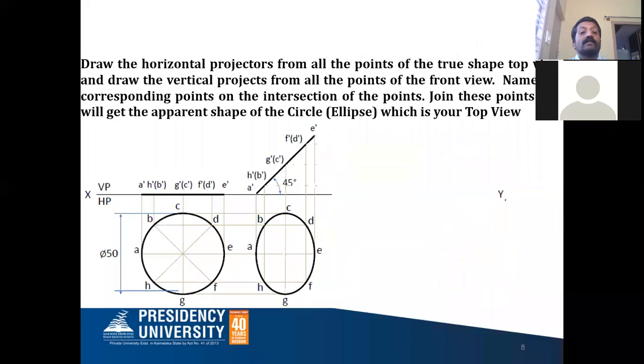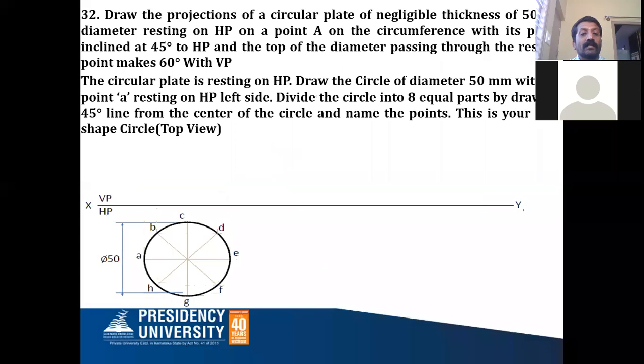Okay. So how to draw the first circle? Since it is resting on HP, in the top view you have to draw the true shape diagram. Below the XY line, you draw a circle of radius 25 millimeter or diameter 50 millimeter. So we have to divide the circle into 8 equal parts.